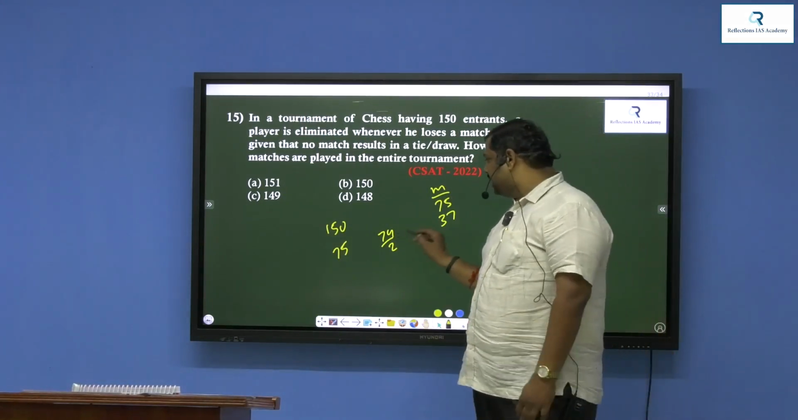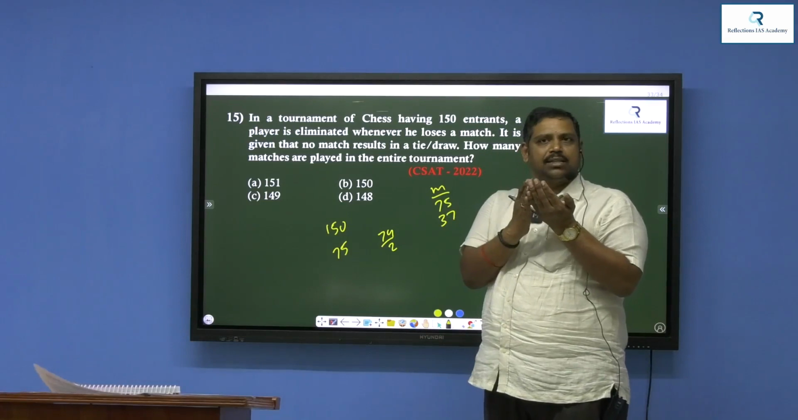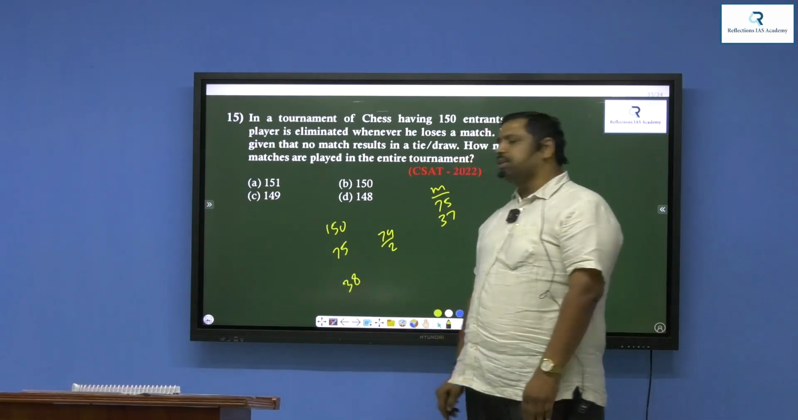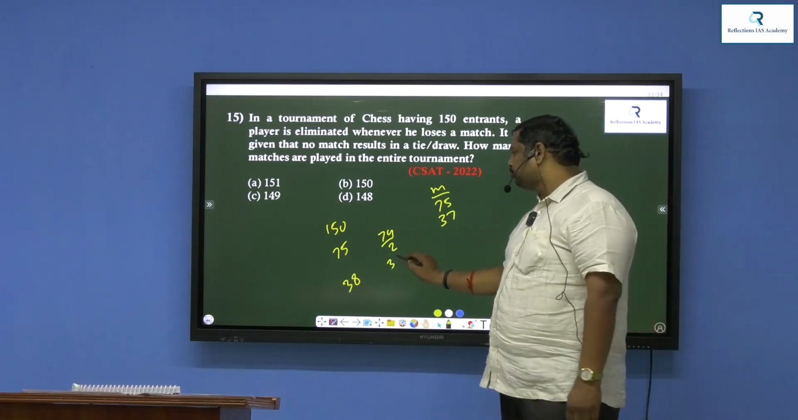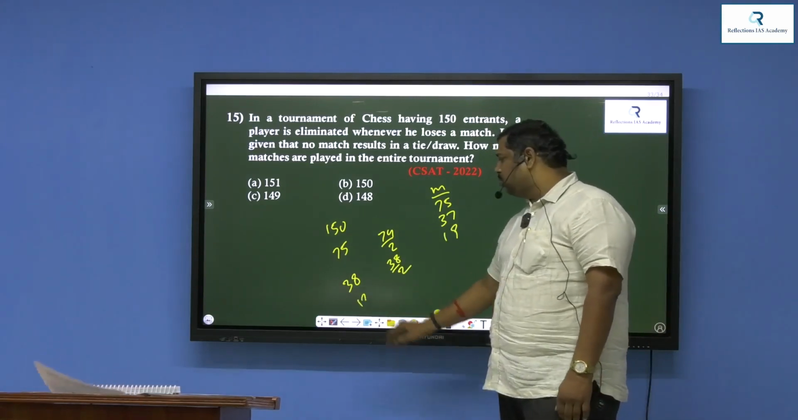From these 37 games, 37 winners will come. One person already got the prize. Yes or no? Total how many players are there now? 38 players for the next one. It's an even number again. Happily enjoy. 38 by 2. How much? 19. Now you got 19 winners, right or no?